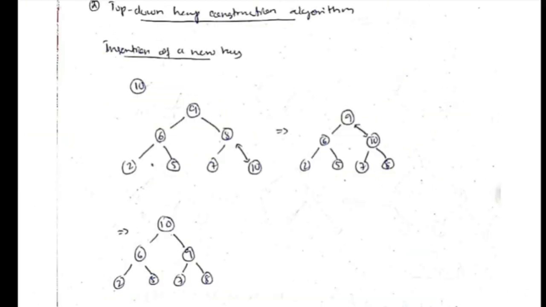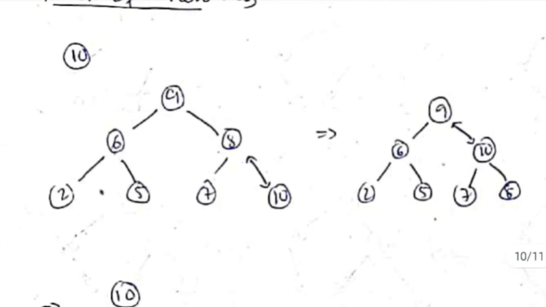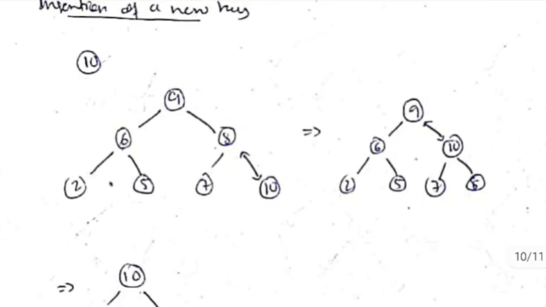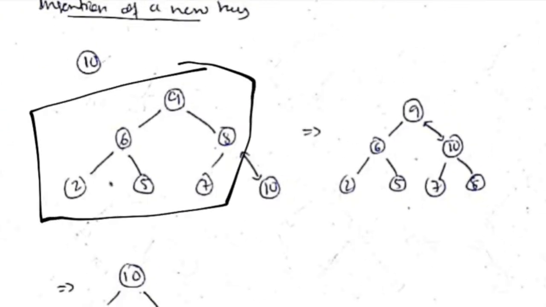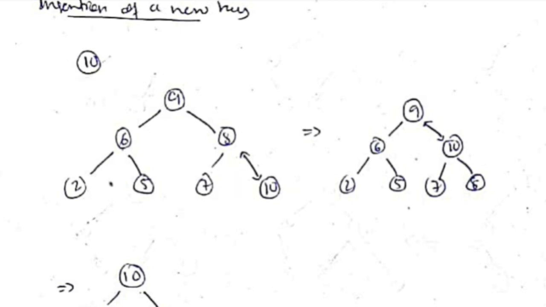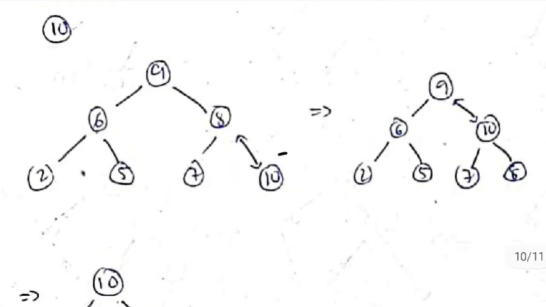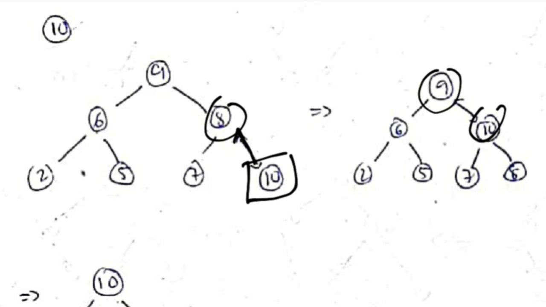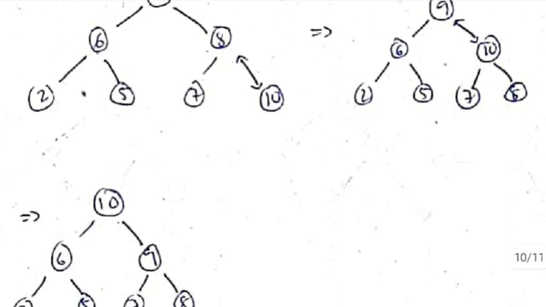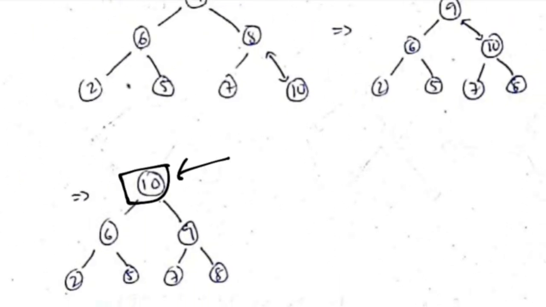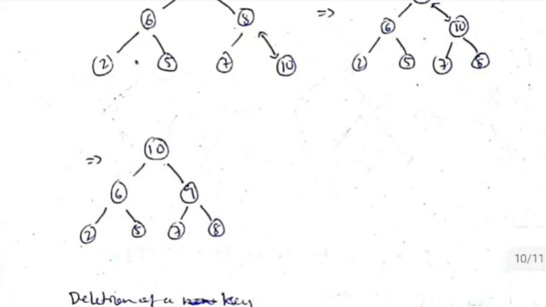In case we have to insert a new key or delete the root key, we will be using top to down heap construction. Suppose that this is the tree which is given to us, and we have to insert the new element 10. So we'll insert 10 from here. Then we'll do the same thing we did in the previous case. We'll check if 10 is less than 8. It's not, so we'll exchange it, and again check with 9. After exchanging, we'll get the correct position of the new element. Okay, this was for the insertion.